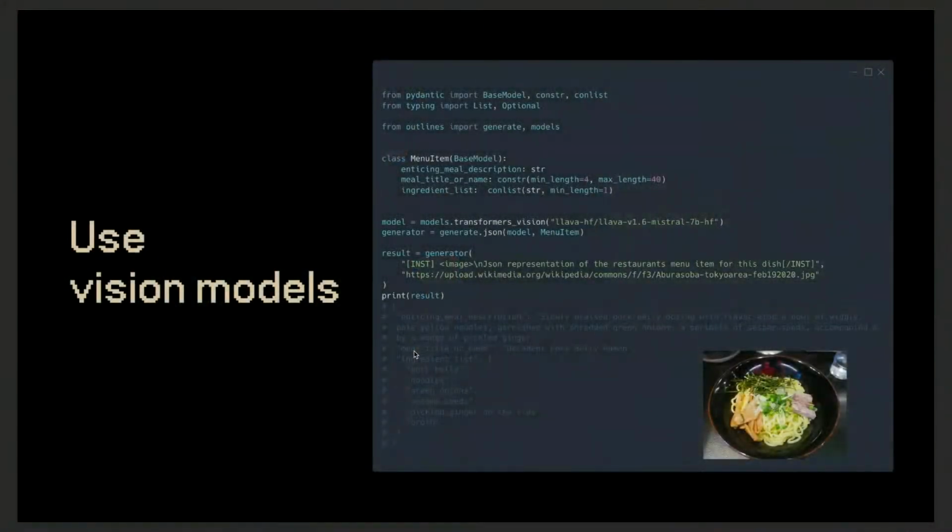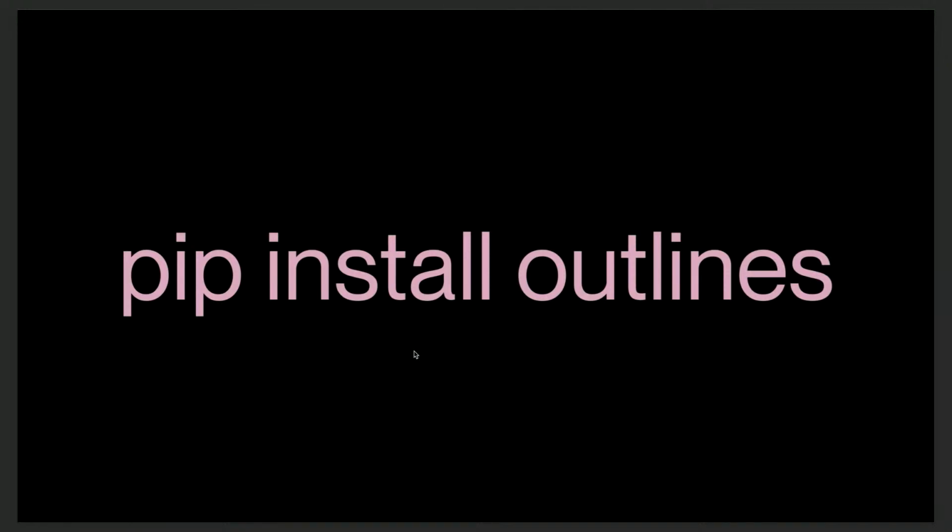You can use this with vision models. That's something that we merged recently. So here we took, I think it's a picture from Wikipedia of a dish. We tell the model what is the JSON that we expect as an output, and then we instantiate the generator, and then pass the image and the prompt to the generator, and we get valid JSON. If you want to install outlines and you think you could benefit from structure generation, then it's very simple. Just pip install outlines.